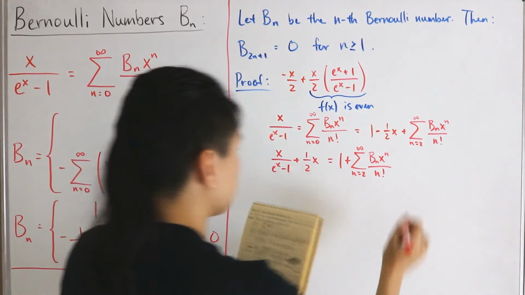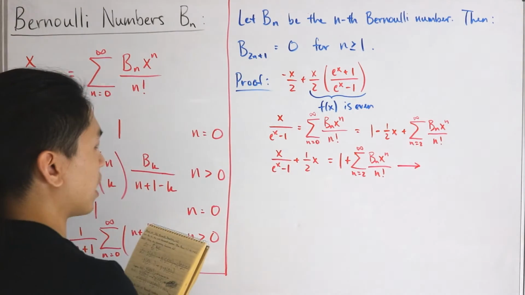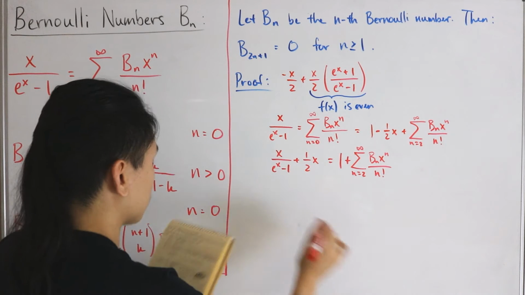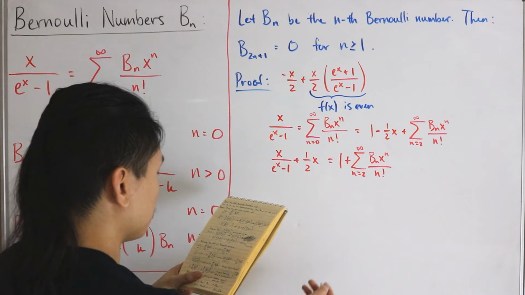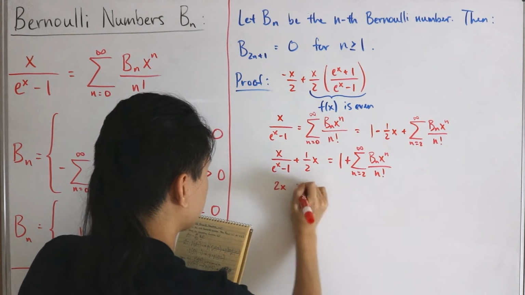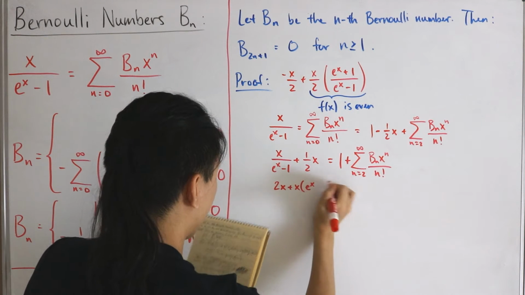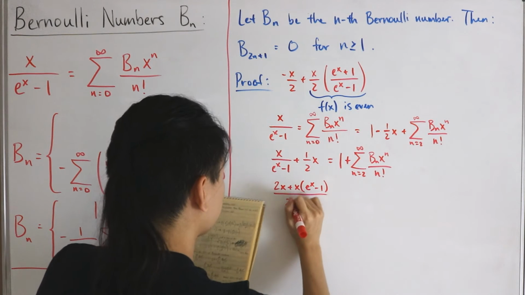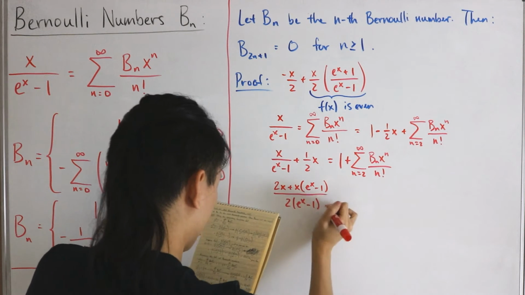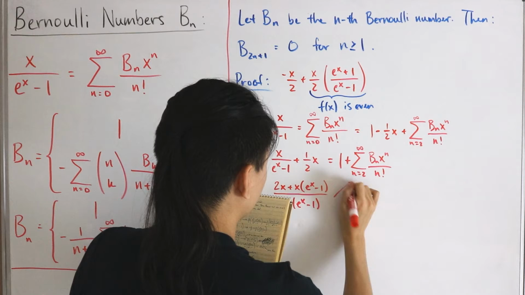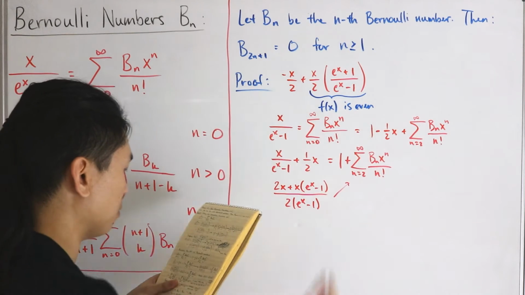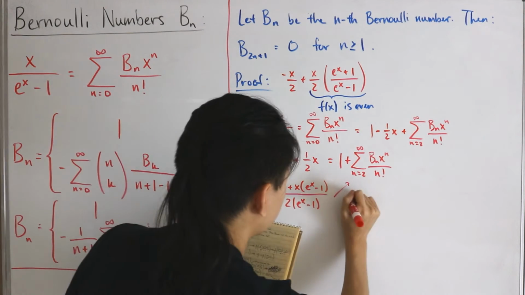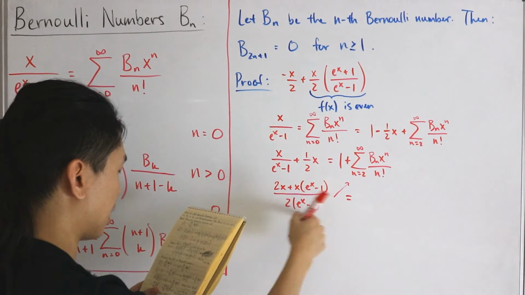And now, continuing forward, I'm just going to cross multiply and get everything in terms of a common denominator. So doing all this, this will be 2x plus x times e to the x minus 1, divided by 2 times e to the x minus 1. And then set this equal to this side. I'll just denote the arrow as that's the same thing as the right-hand side.